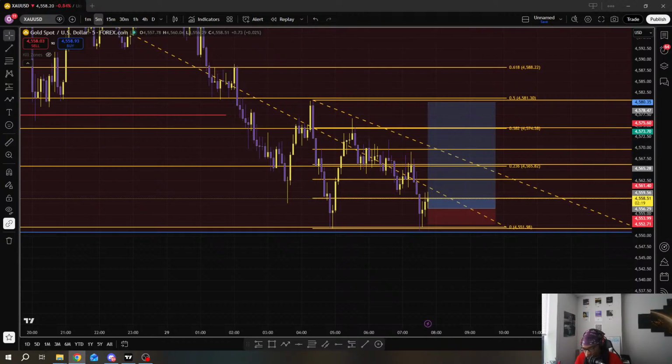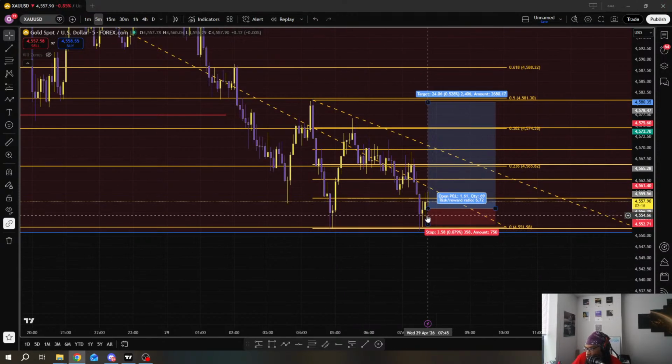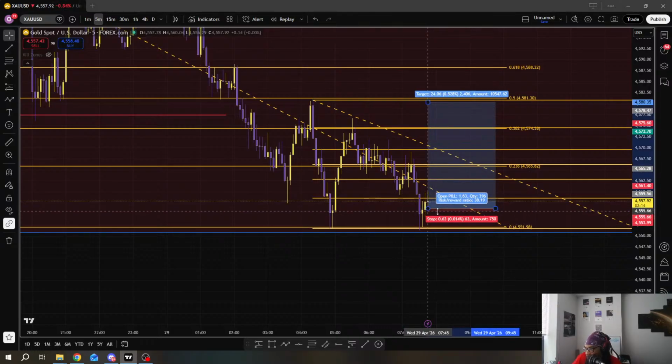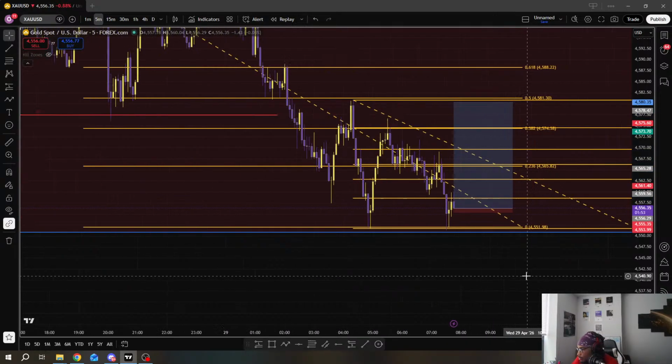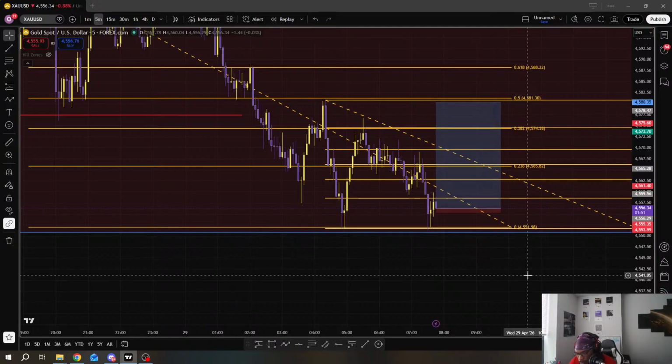I just moved my stop to break even. I do not want to lose on this trade. So this is not the time to move it to break even. I'm out. I still made a little profit, but I'm out.